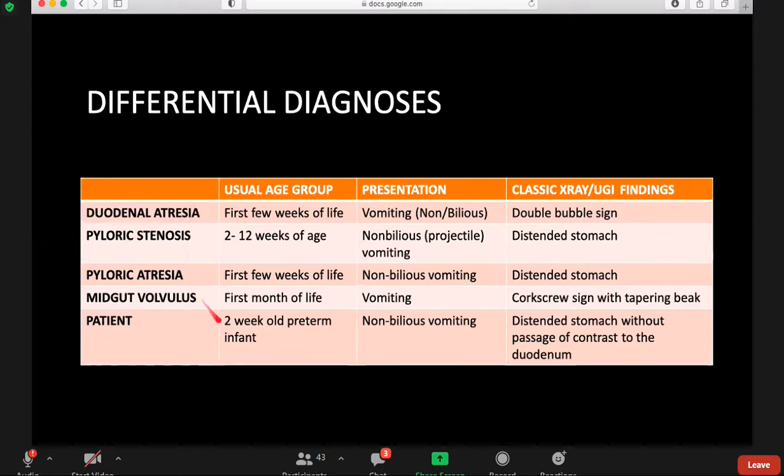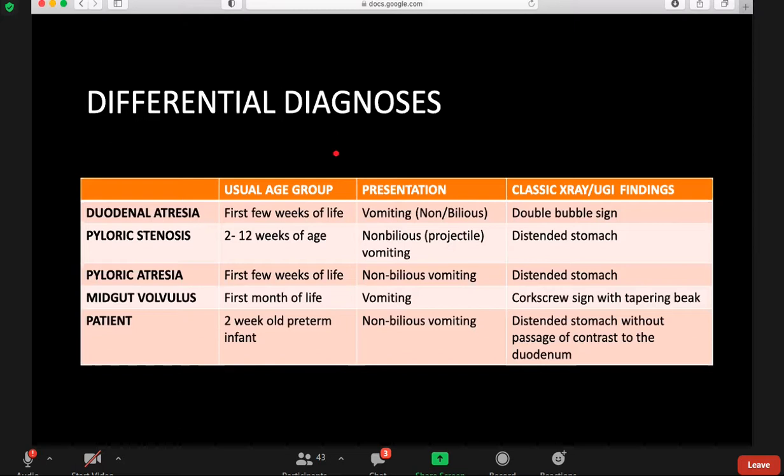All disease entities usually present during the first few weeks of life, and all of them present with vomiting. However, for the duodenal atresia and midgut volvulus, it could be bilious or non-bilious, depending on its relation to the ampulla of Vater. And then for the pyloric stenosis and pyloric atresia, they present with non-bilious vomiting because the lesion or the abnormality is noted proximal to the ampulla of Vater.